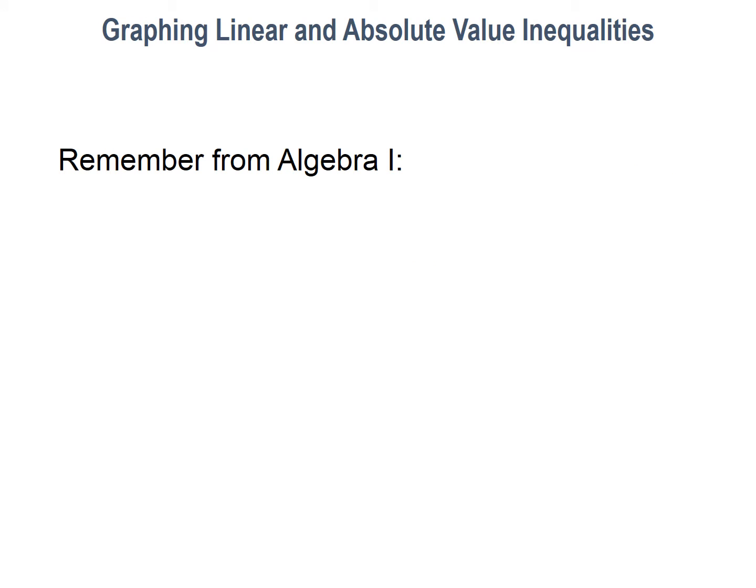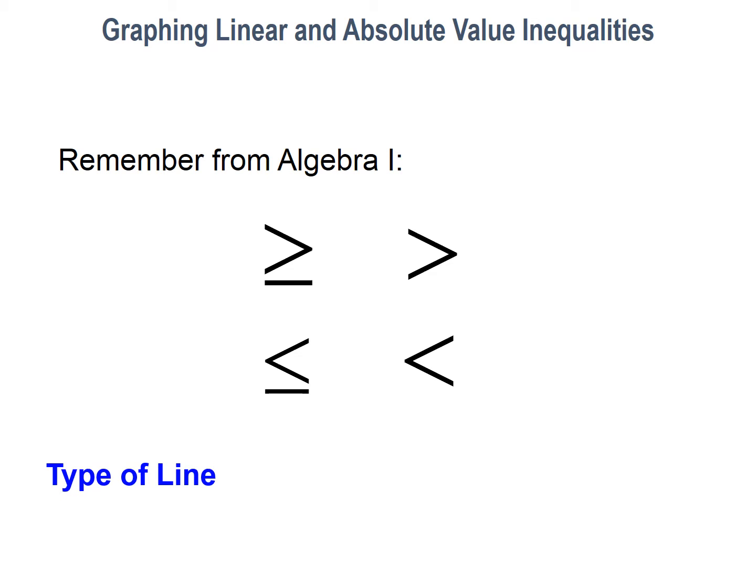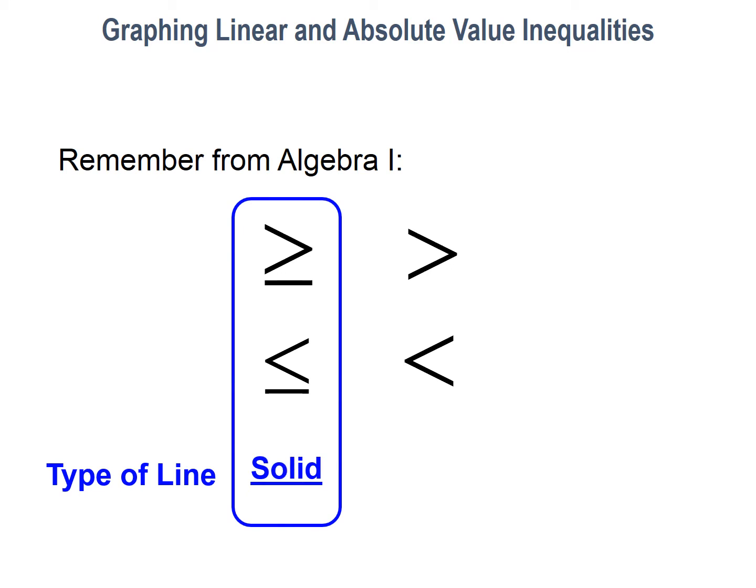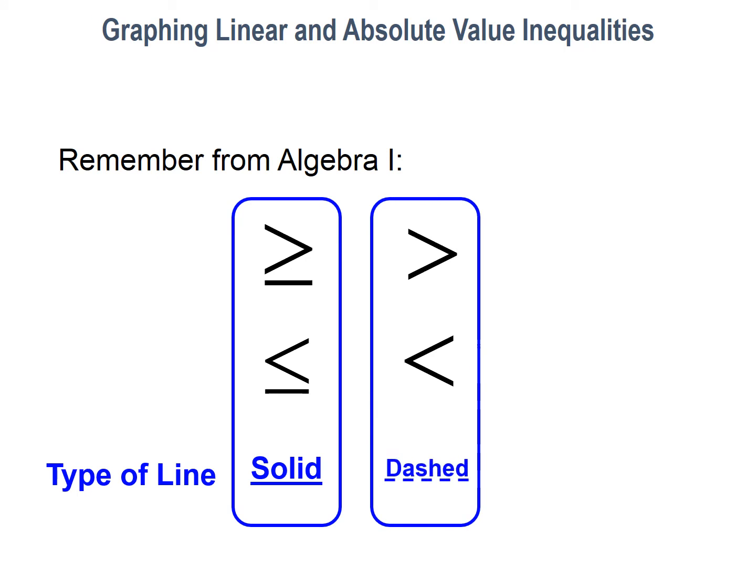Okay, so remember from Algebra 1, your four inequality symbols? We have greater than, less than, greater than or equal to, and less than or equal to. Those are the four symbols we have whenever we graph an inequality. Remember the type of line: if you see greater than or equal to or less than or equal to, you have to use a solid line. If you have just strictly greater than or strictly less than, you'll use a dashed line.